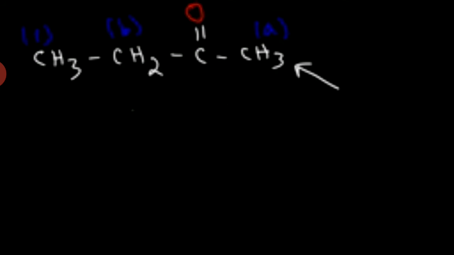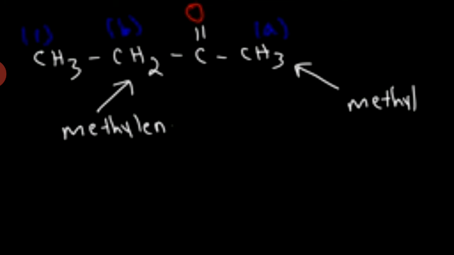Now let us look at this example again. So we have now the battle between a methyl proton and a methylene proton. The proton at A position, that is a methyl proton, is attached to only 1 carbon, so it's a primary carbon. It is attached to a carbonyl carbon, and the methylene carbon is attached to 1 methyl group and a carbonyl group, so it's a secondary carbon.